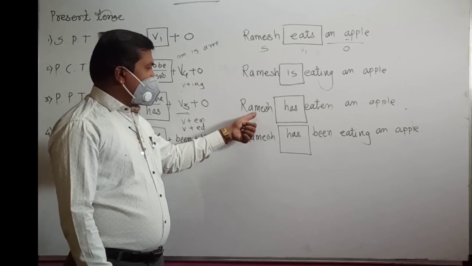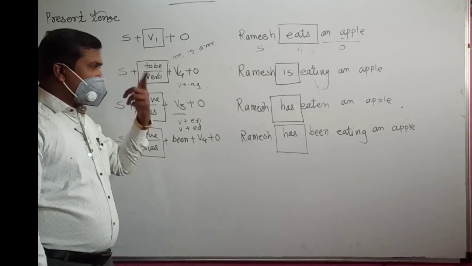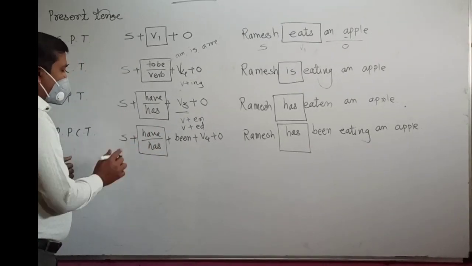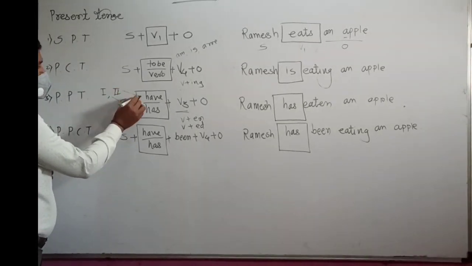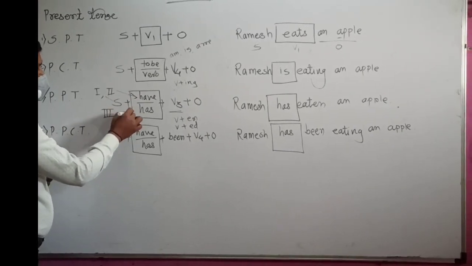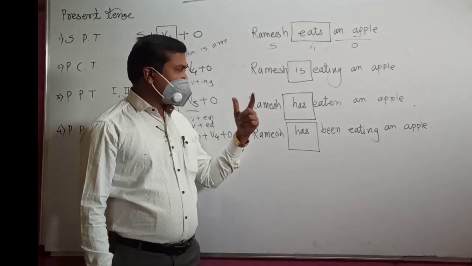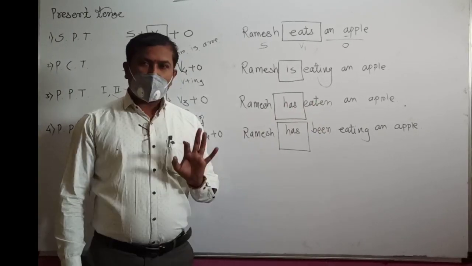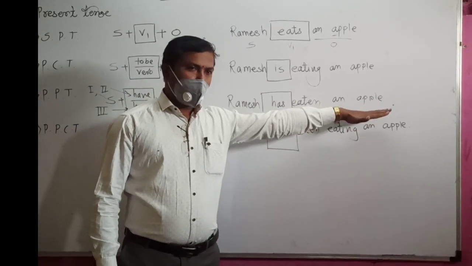Like I see here, Ramesh is the subject, and we have taken have or has. The question arises in your mind: whenever the subject is first person or second person, we use have, and where the subject is third person, we use has. Got it? Ramesh is a third person, that's why we have used has. Eaten is the V3 of the verb eat, and then the object is the same, an apple.